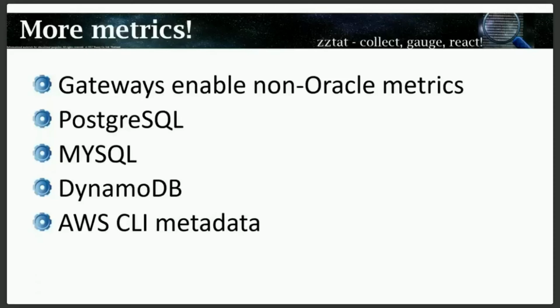The gateways allow zztat to receive data from non-Oracle databases. So initially, this is going to be Postgres, MySQL, DynamoDB, but also things like Memcached, Redis. You can probably see where this is going. And on top of that, the AWS CLI data.